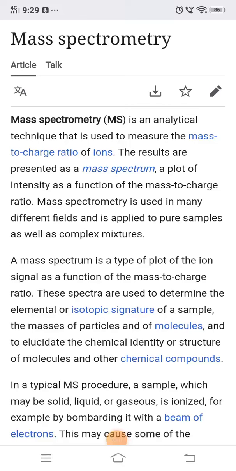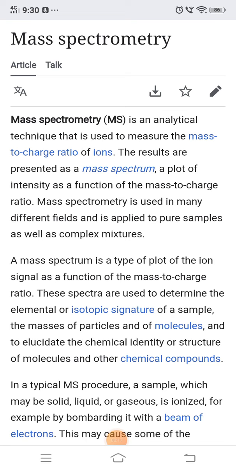Paper 4, unit 2, mass spectrometry. First of all, the introductory part on mass spectrometry. Mass spectrometry is an analytical technique that is used to measure the mass to charge ratio of ions.